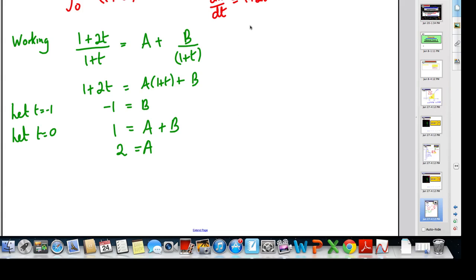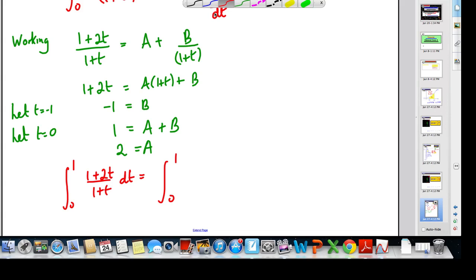So therefore my integral above, the integral between 0 and 1 of (1 plus 2t) over (1 plus t) dt, I could write as the integral between 0 and 1 of a, which is 2, plus b, which would be minus 1 in fact, so it would be minus 1 over 1 plus t dt.